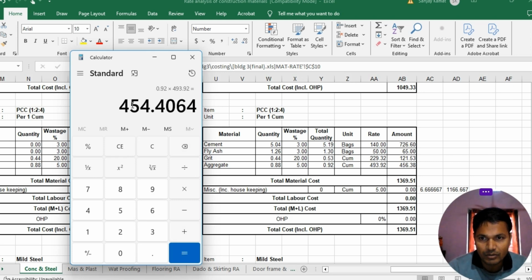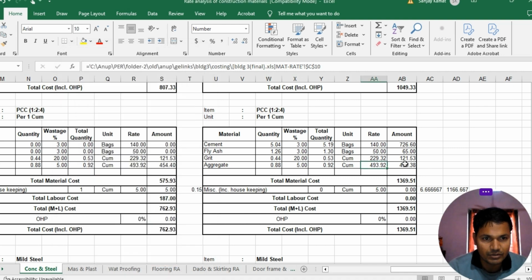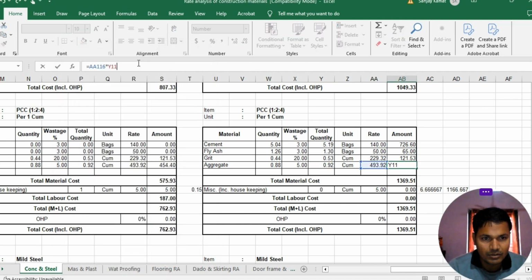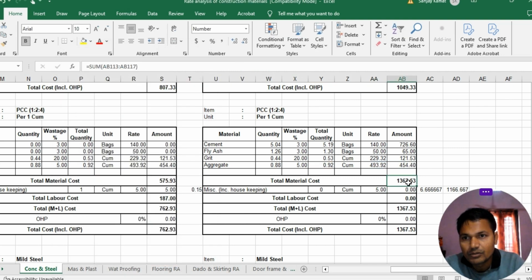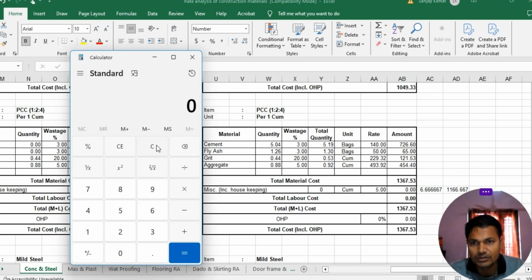493.92 equals 454. So we will edit this value, because this is correct, but not absolutely correct. Write the exact value. So let's check this value. Is the total material cost calculation right or wrong? If we sum all of this, let's check whether it is coming or not.